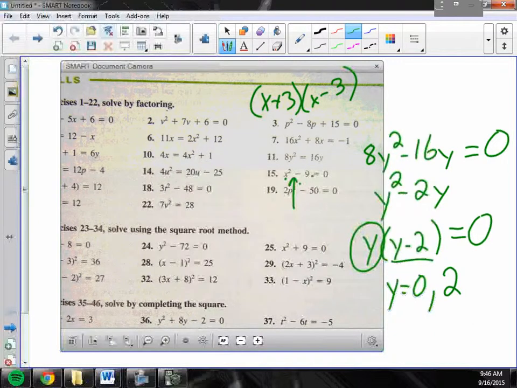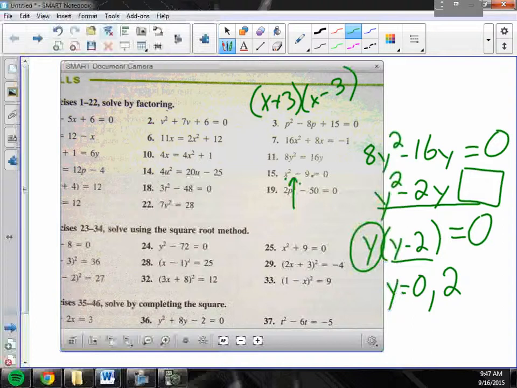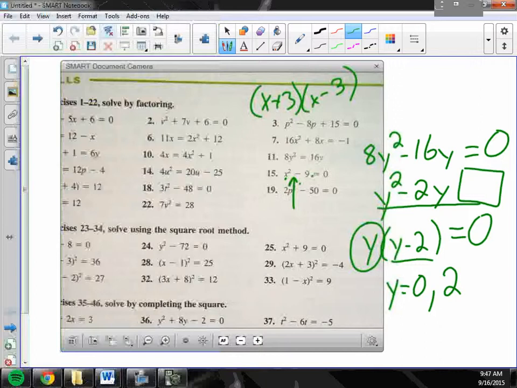Any quadratic that does not have a constant has what as its y-intercept? 0. And if the y-intercept is 0, it must hit the origin, which means that one of the roots is also 0. So anytime you're missing a constant, you can pull out a variable, and that variable will set itself equal to 0. Okay?